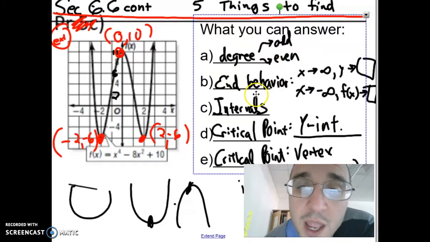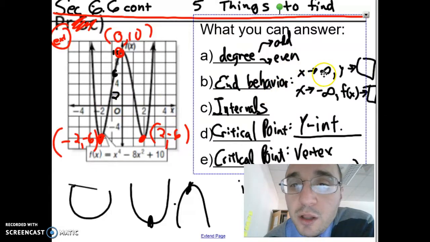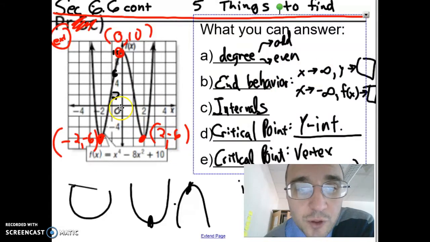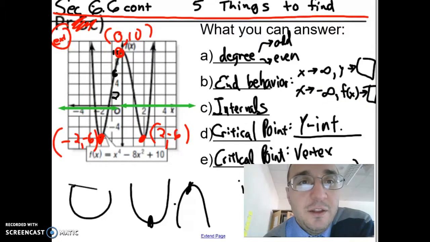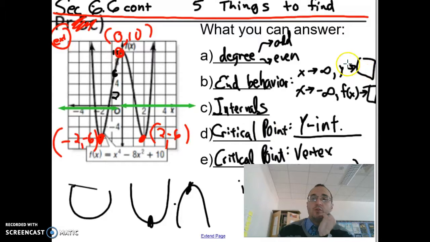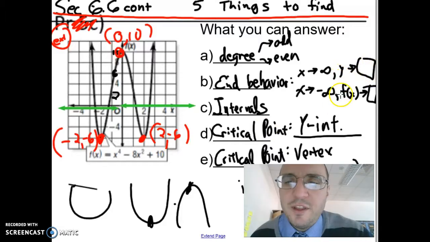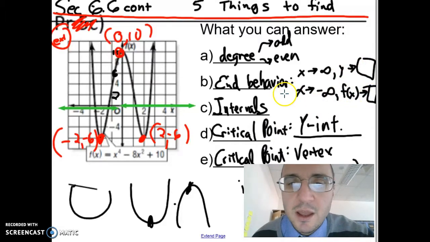It is an even degree. End behavior: as you look to the right, the graph is going up, so it's positive infinity. As you look to the left, it is going up, so positive infinity. So the end behavior for both ends ends up being positive infinity. I wrote y, but usually they always write it as f of x.